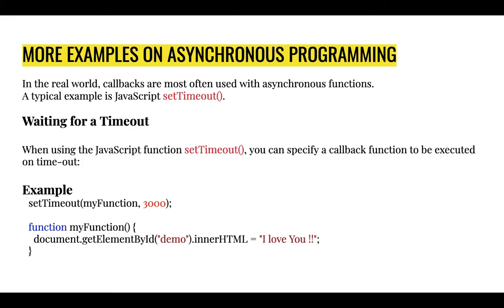In the real world, callbacks are most often used with asynchronous functions. A typical example is JavaScript setTimeout. When using the JavaScript function setTimeout, you can specify a callback function to be executed on timeout. So this is how you call the setTimeout function. You pass the callback and then you pass the duration in milliseconds. So our callback in this case is myFunction, which is this.